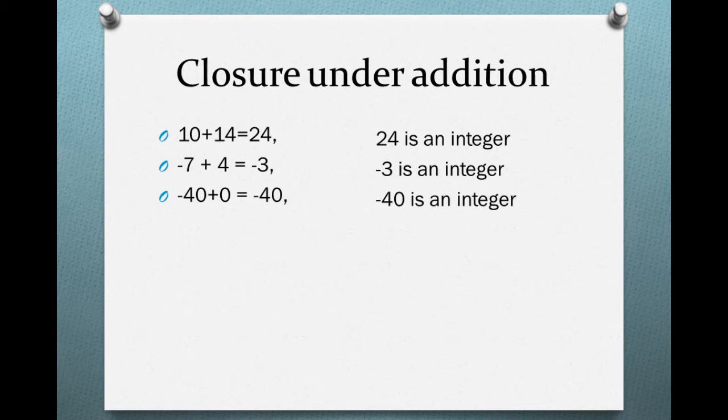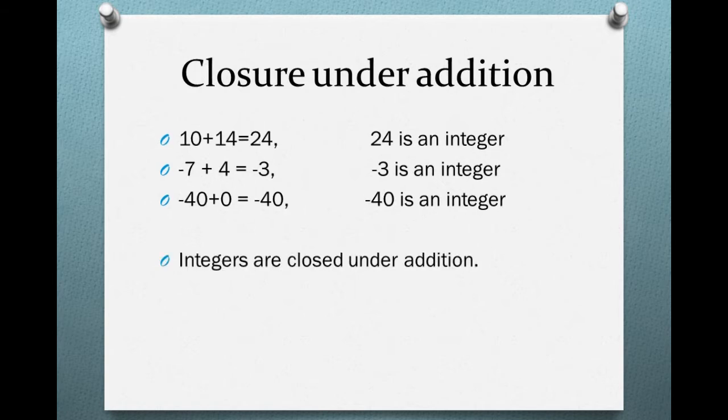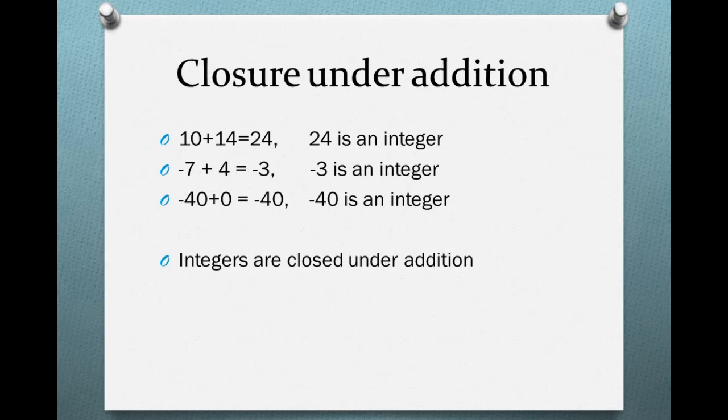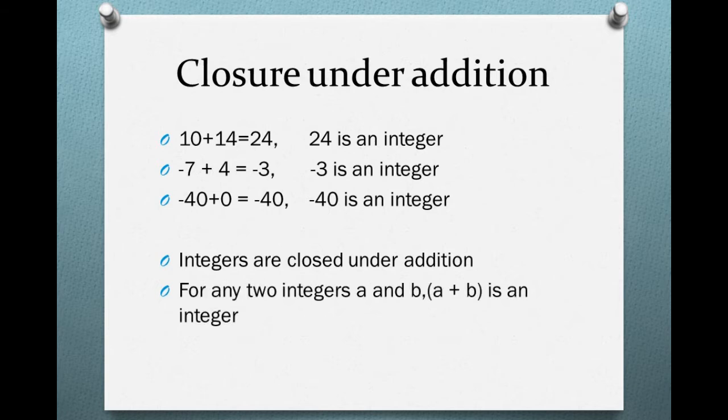You can take some more examples. From these examples, we observe that the sum of two integers is always an integer. That is, addition of integers gives again integers. We say that integers are closed under addition. Generally, we can say that for any two integers a and b, a plus b is an integer.